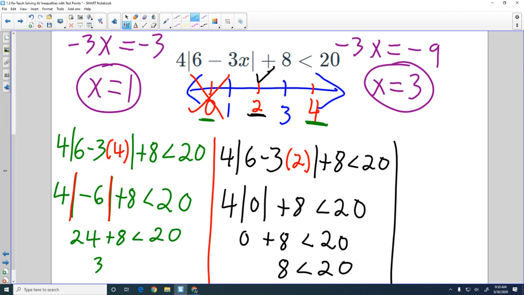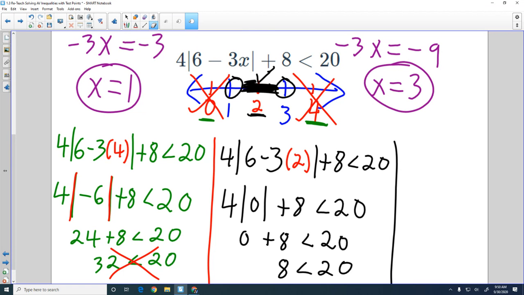And 24 plus 8, that's 32. And this is not a true statement. 32 is not less than 20. So then this area to the right is not part of our solution. Our only solution area is going to be this bridge in between the 1 and the 3.